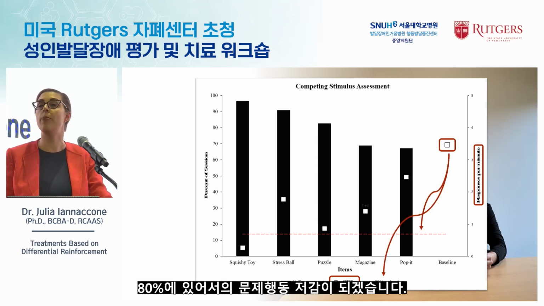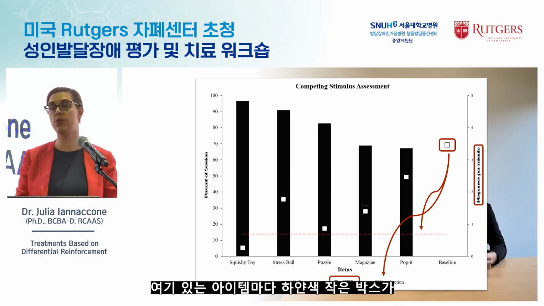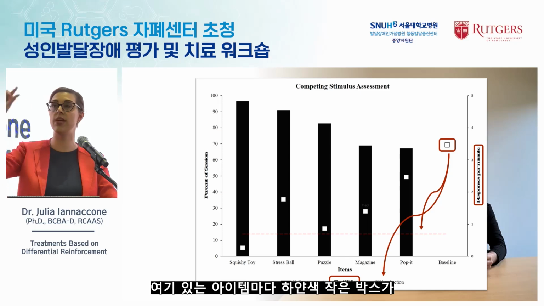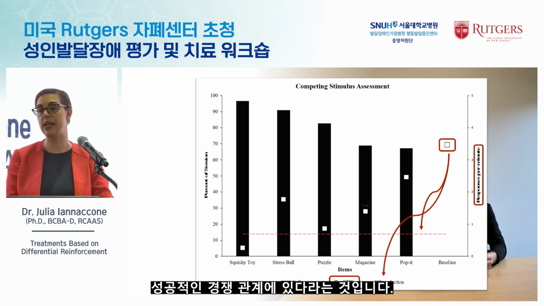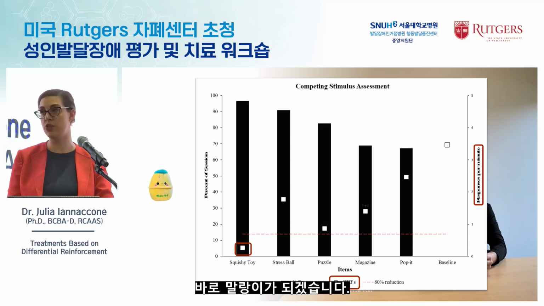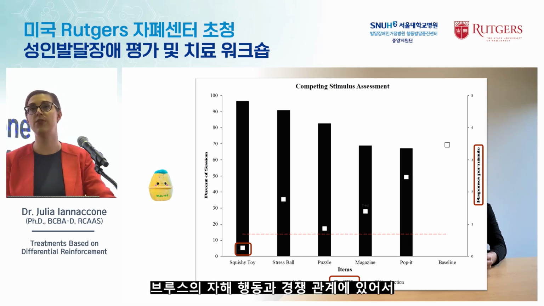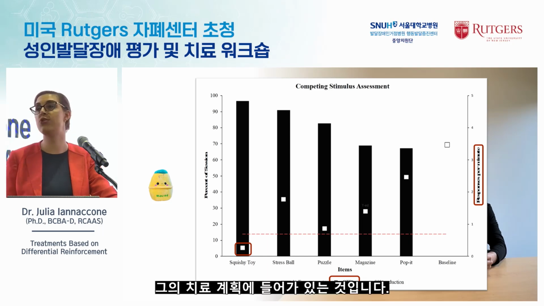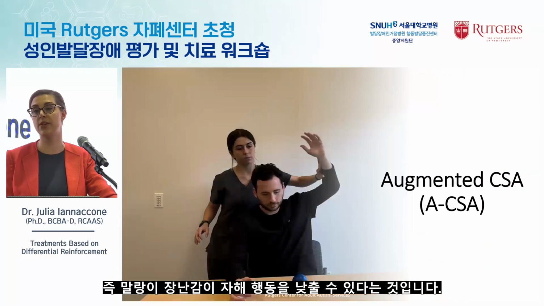And so based on that, we have the 80% reduction line. So that's the goal. So if any of these items have a square below the goal, that means it's successfully competing, and we have a competing item. And we have one such item, which is the squishy toy. So we know that the squishy toy competes with Bruce's self-injurious behavior, and that's why it's in his treatment plan. So the squishy toy is to address the self-injurious behavior.